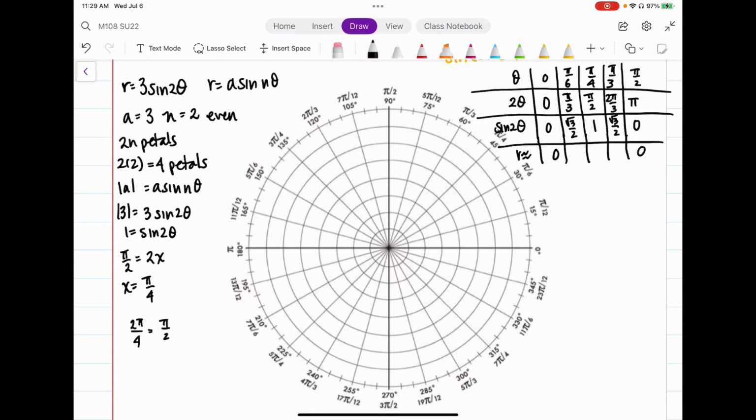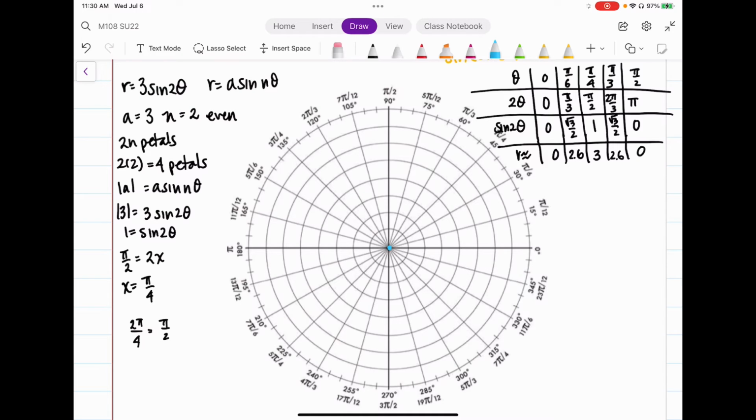Approximating r, we get 0 for when theta equals 0 and pi over 2. When theta equals pi over 6, we get 3 times root 3 over 2, which is about 2.6. 3 times 1 is 3, and then this is also 2.6. So at theta equals 0, r is 0. At theta equals pi over 2, r is 0. So that means that our petal is in between, in the first quadrant.